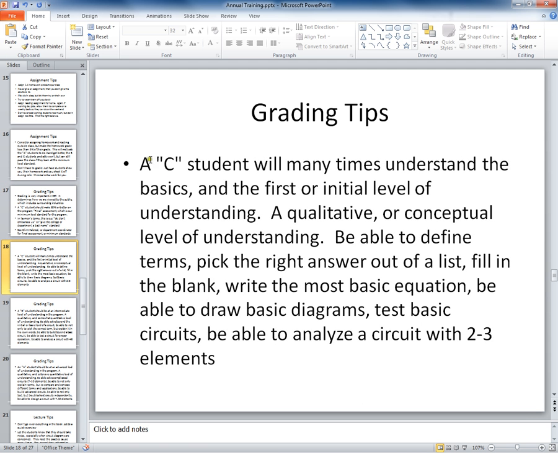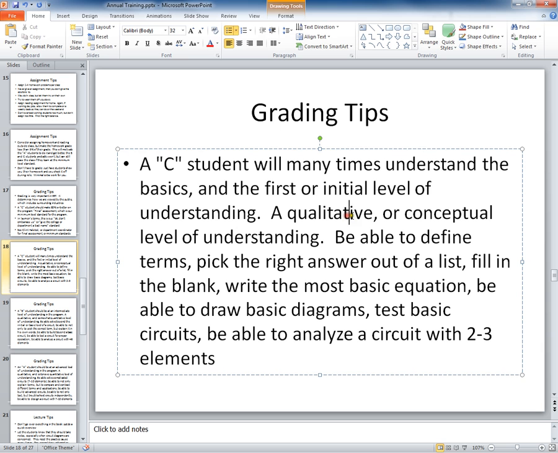Grading tips again. A C student will many times understand the basics and the first or initial level of understanding of a topic. A qualitative, or qualitative means conceptual level of understanding, not numbers based, but be able to define terms, pick the right answer out of a list. Now, it could be minimum level of quantitative or numbers, very initial level of quantitative. I should have put that in here. Initial level.